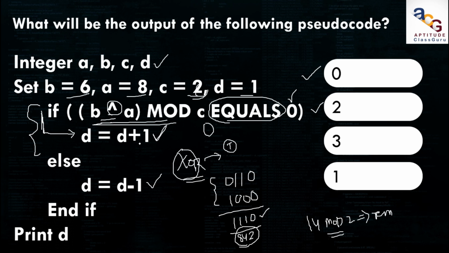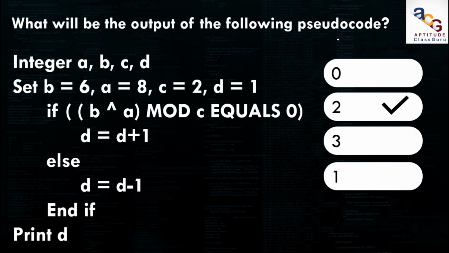So D equal to D plus 1. What is the value of D? It's 1. We are adding 1 to it. So D value is now 2 and the else part will not be executed. The if condition ends here and you have to print D. What is the value of D now? It is D plus 1, such that 2 is the answer. Let's look at the next problem.